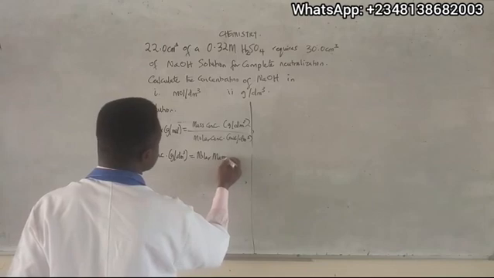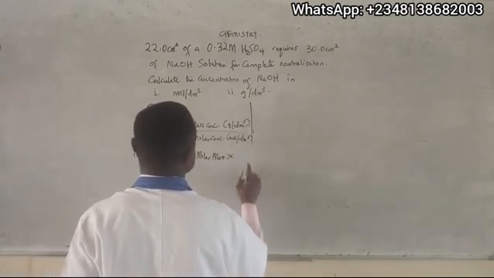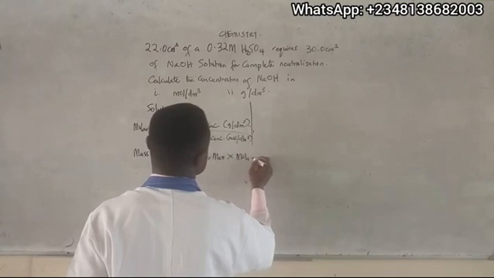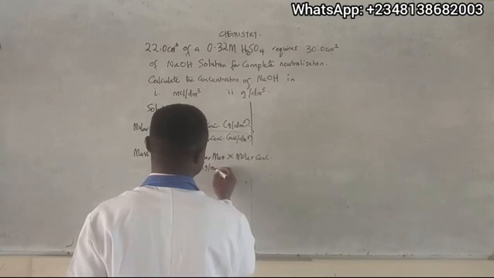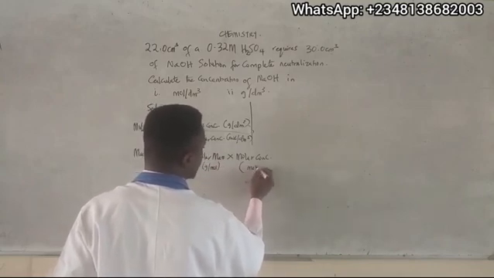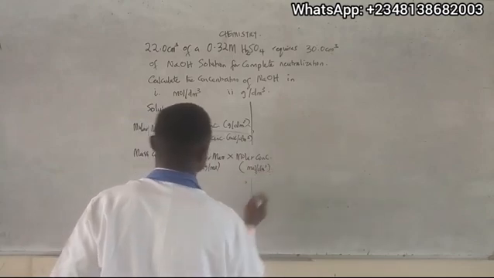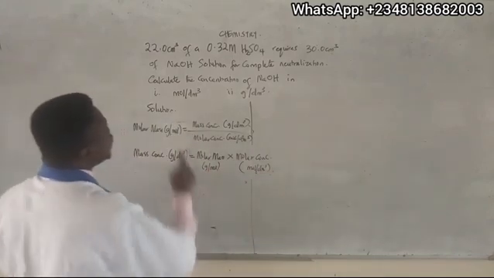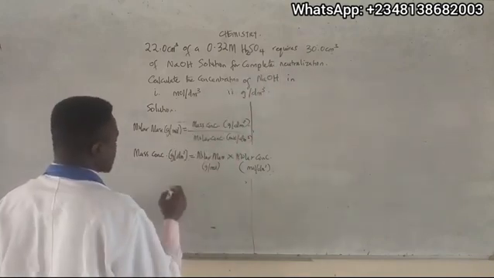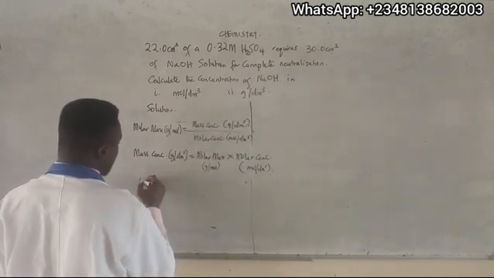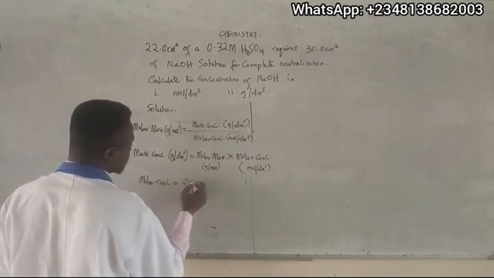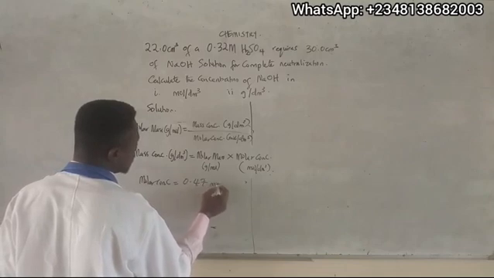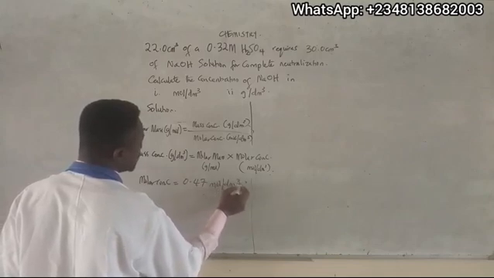Molar mass times molar conc. Molar mass is in gram per mole. Molar conc is mole per dm cube. We already calculated our molar concentration, and the molar conc is 0.47 mole per dm cube.